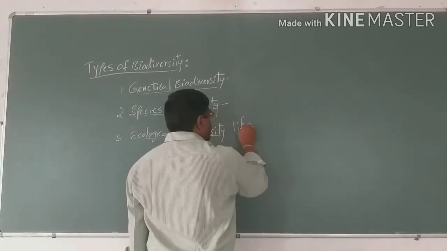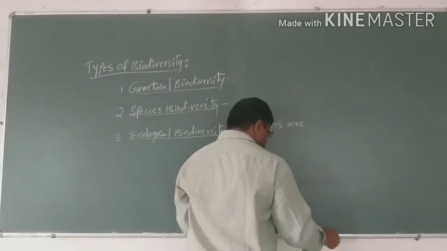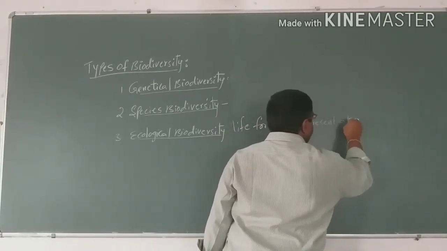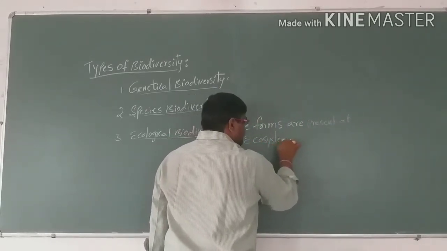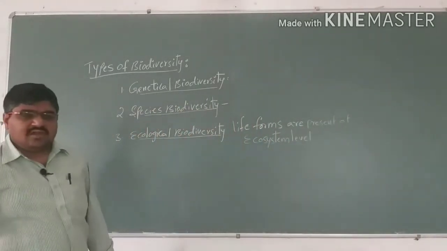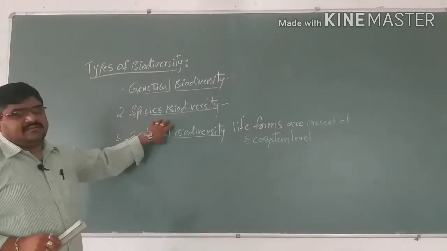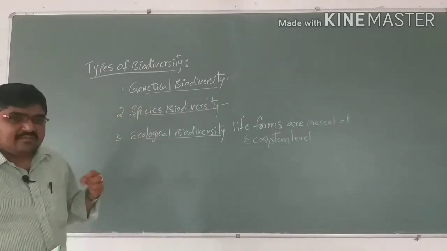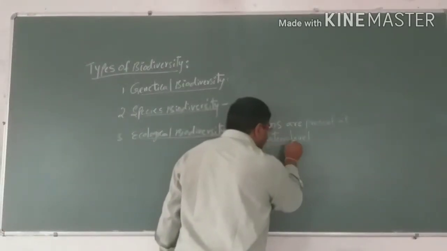Life forms are present at an ecosystem level. Such type of diversity we can call ecological biodiversity. That means these living forms or living organisms are present at the ecosystem level.